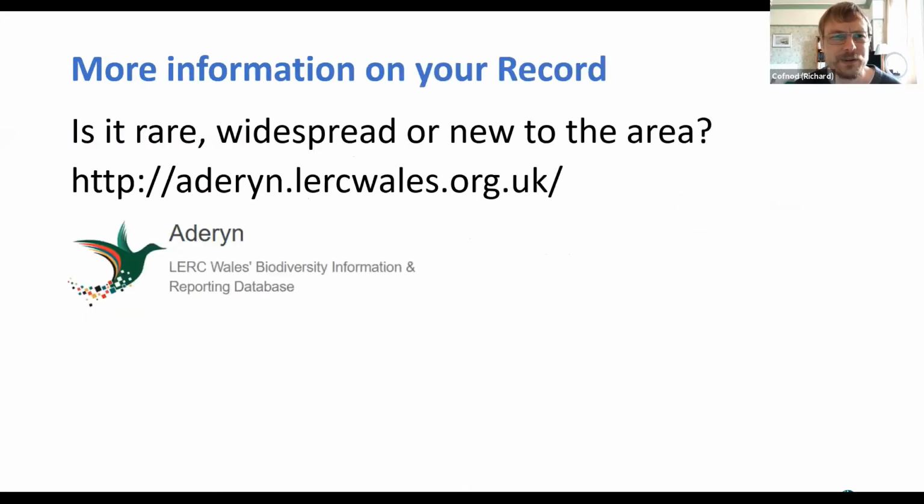So how interesting is your record? Well, we're quite lucky in North Wales. We've got quite a few facilities we can use to check our records to see how they fit in with existing records. A nice all-Wales system is the Aderyn system, and this is free to use. It draws in records from across Wales, so all four record centres feed data into this. You can go on that website and type in the species name, and you'll get a map for the whole of Wales.